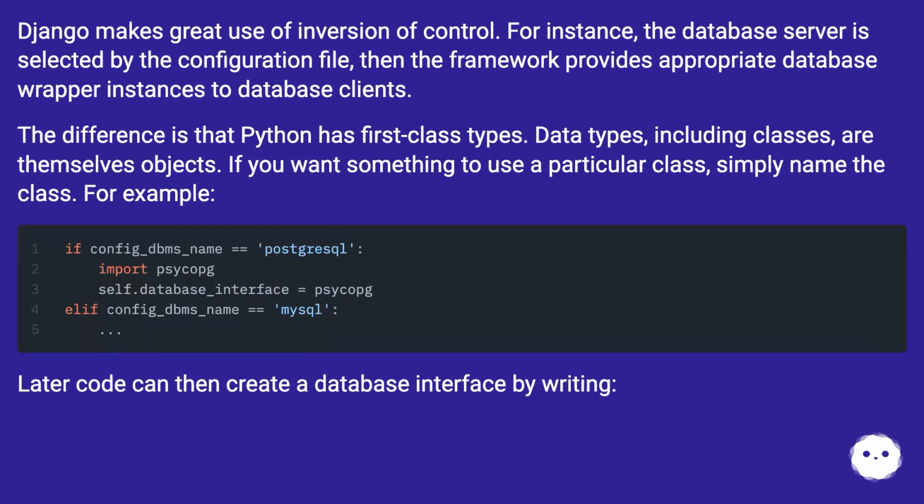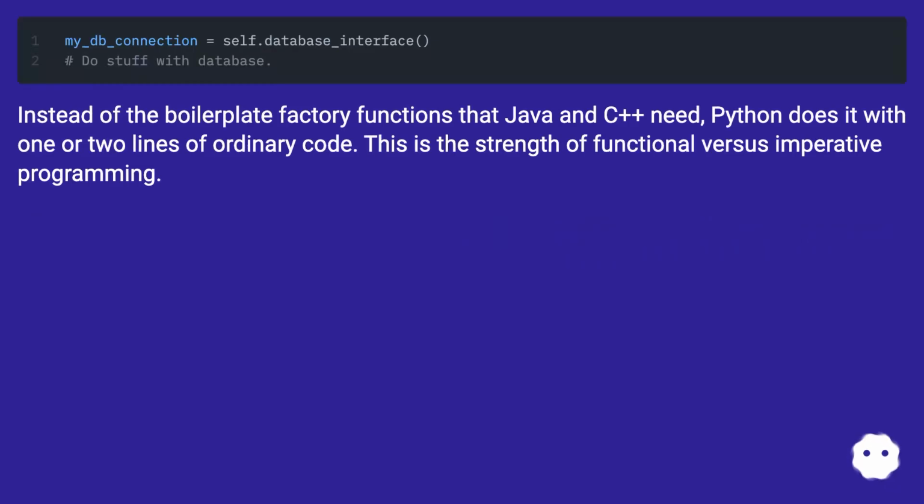Django makes great use of inversion of control. For instance, the database server is selected by the configuration file, then the framework provides appropriate database wrapper instances to database clients. The difference is that Python has first-class types. Data types, including classes, are themselves objects. If you want something to use a particular class, simply name the class. For example, later code can then create a database interface by writing the call. Instead of the boilerplate factory functions that Java and C++ need, Python does it with one or two lines of ordinary code. This is the strength of functional versus imperative programming.